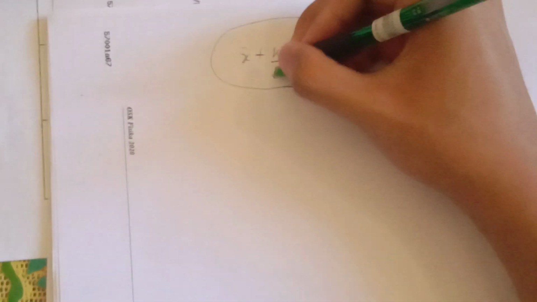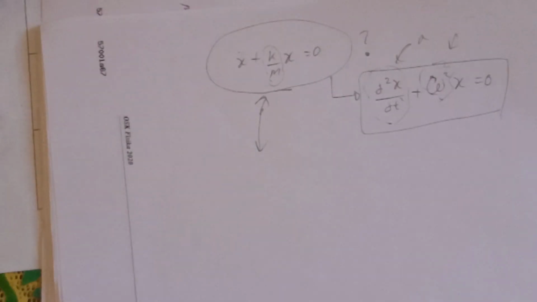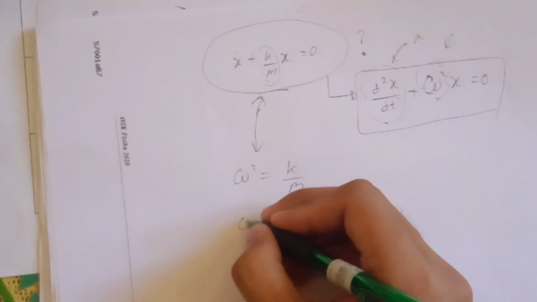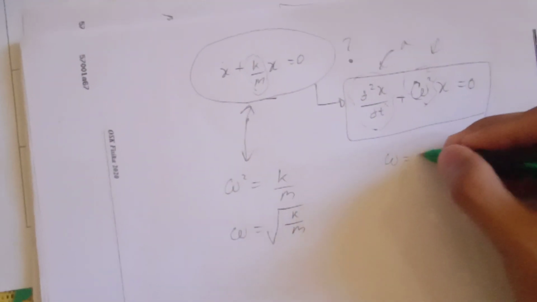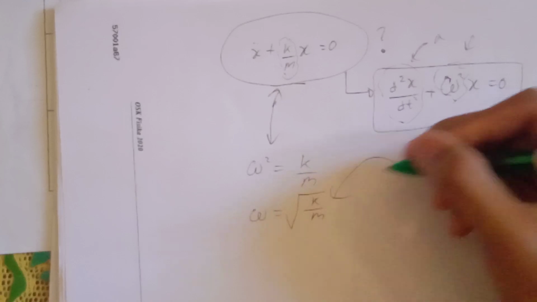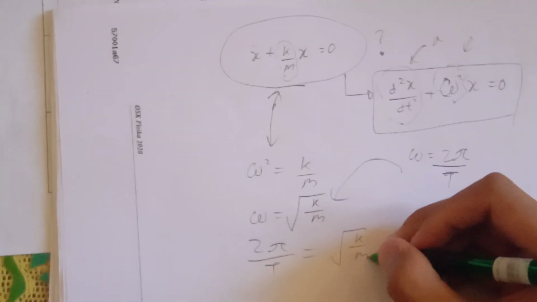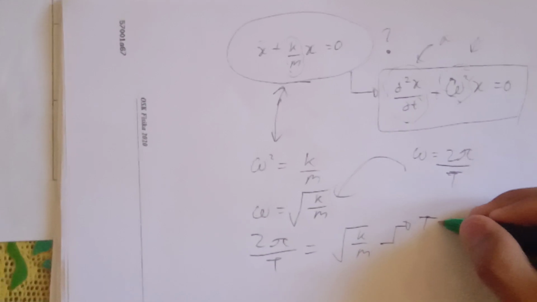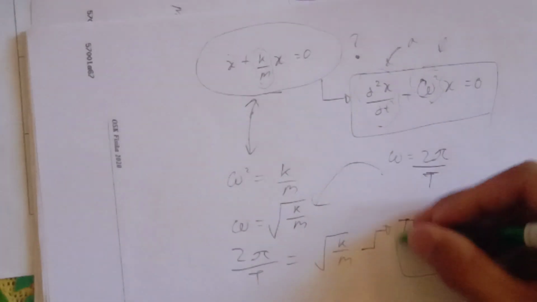So we can assume that k over m is omega squared. It means omega squared is equal to k over m, and omega is equal to the square root of k over m. Since omega is equal to 2 pi over the period T, we replace it here and get 2 pi over T equals the square root of k over m. From this we get the solution of the problem. The period of oscillation of the system is T equals 2 pi times the square root of m over k. This is the solution of the problem.